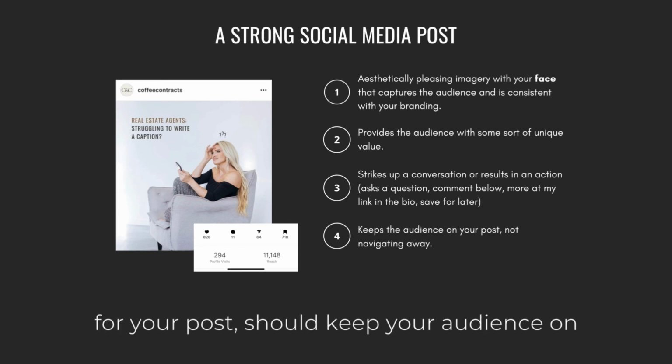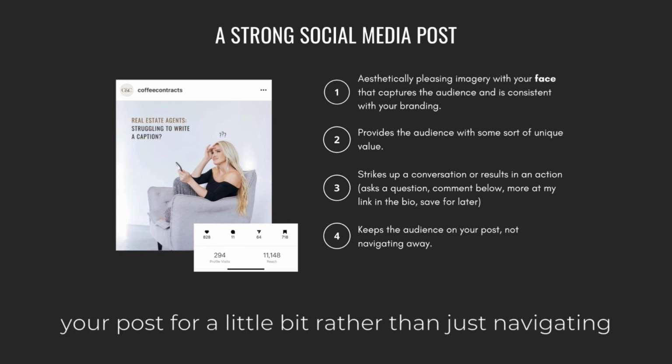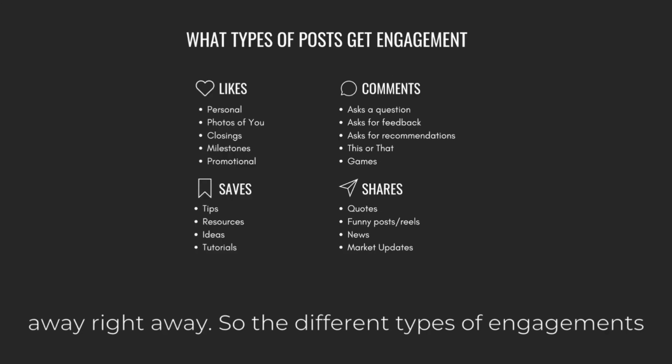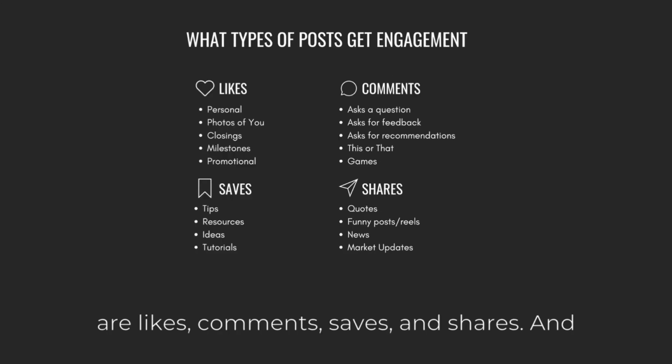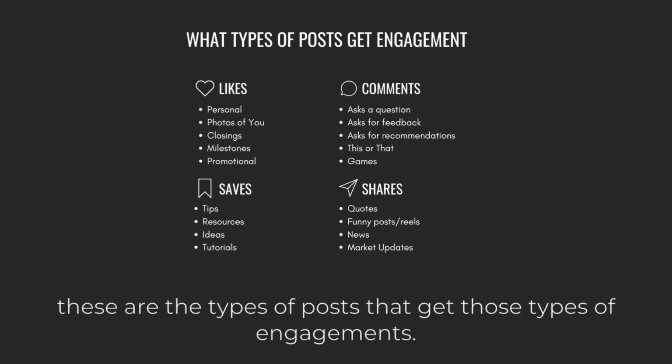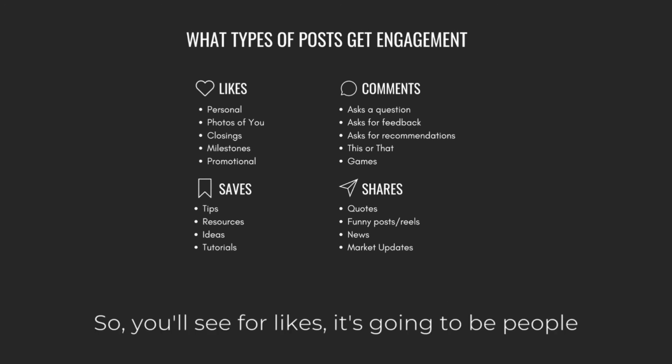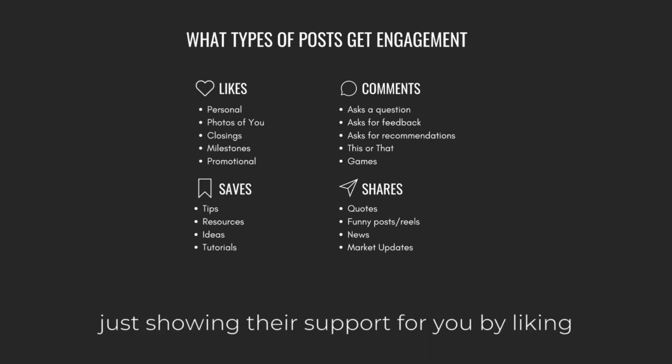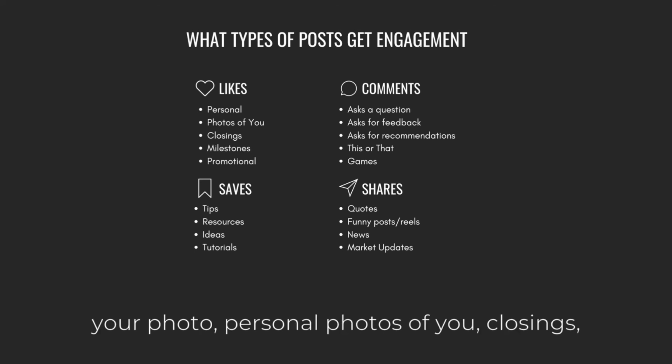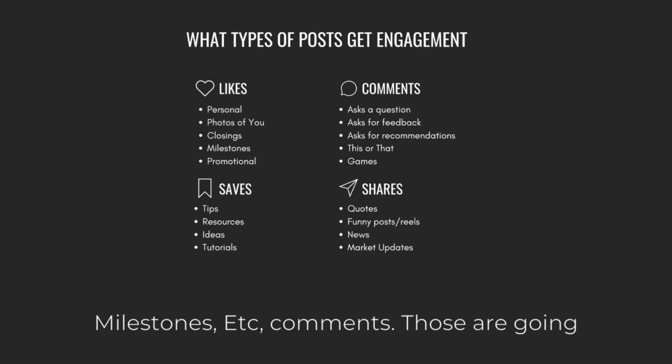And number 4, your post should keep your audience on your post for a little bit rather than just navigating away right away. So the different types of engagements are likes, comments, saves, and shares. And these are the types of posts that get those types of engagements. So you'll see for likes, it's gonna be people just showing their support for you by liking your photo, personal photos of you, closings, milestones, etc.